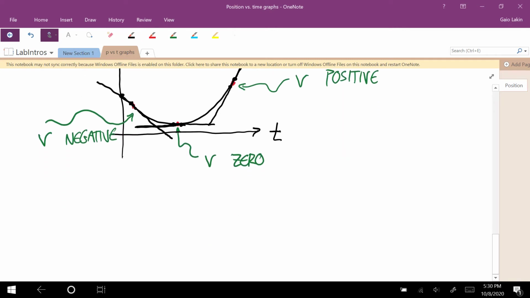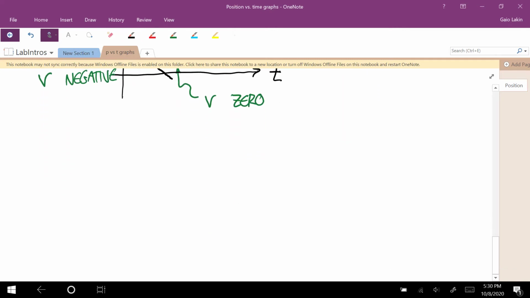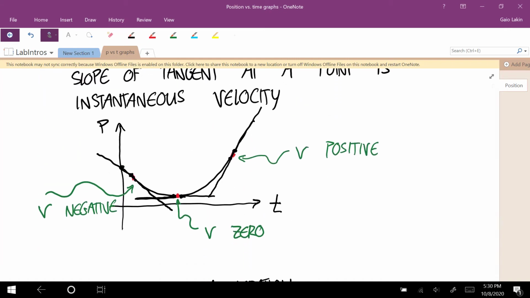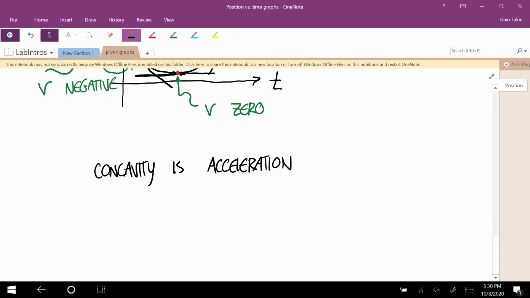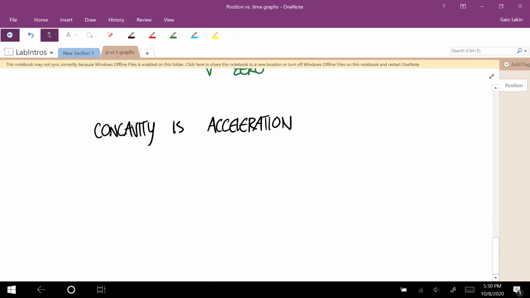Okay, so now let's think about the concavity. So the concavity is the acceleration. So that slope of the tangent line is the velocity, the instantaneous velocity. The concavity is the acceleration.